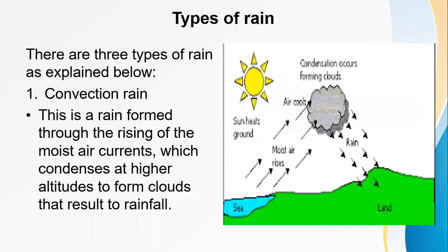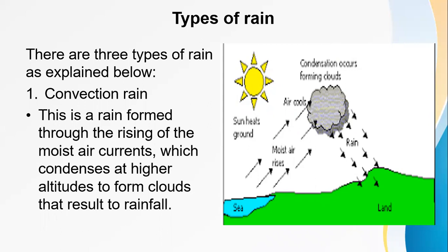Let's see the types of rain. There are three types of rain as explained below. The first one is convection rain. This is the rain that is formed through the rising of moist air currents, which condense at higher altitudes to form clouds that result in rainfall.